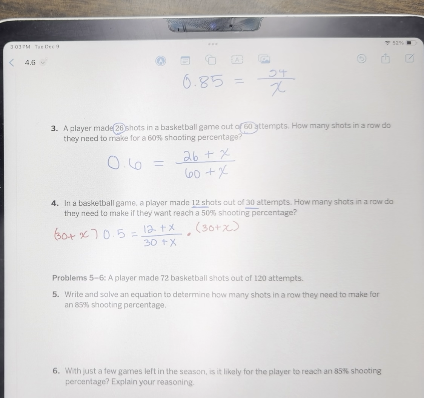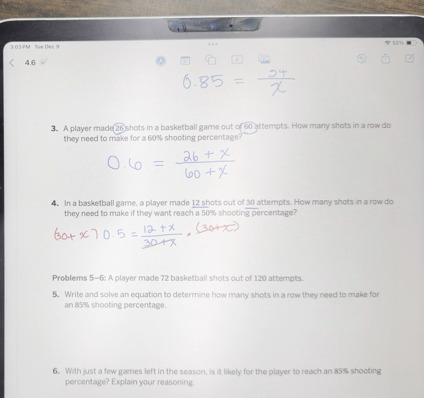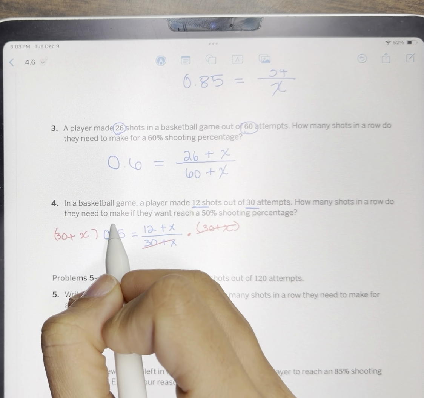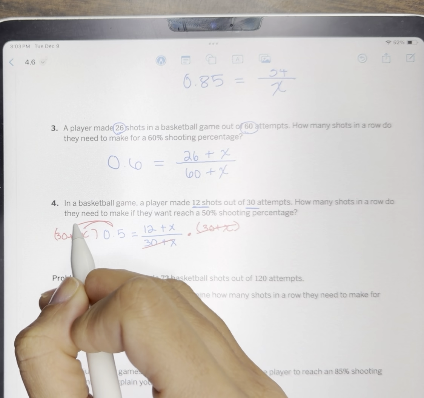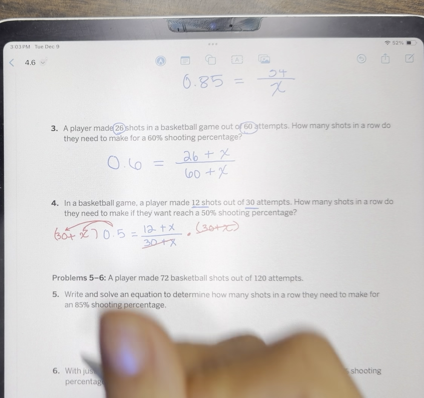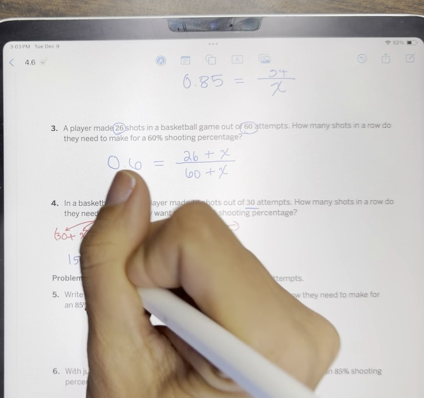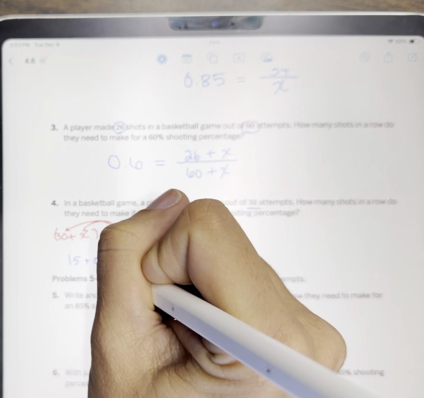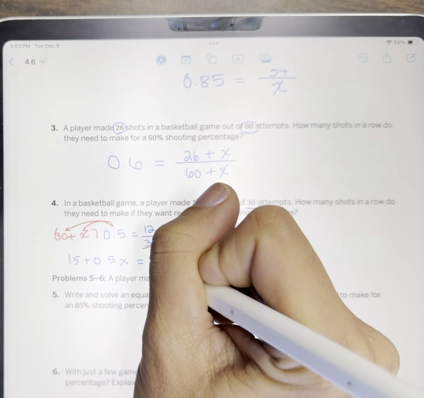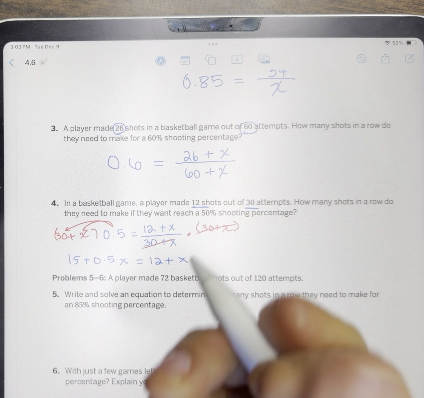Okay. And then now, over here, this cancels with this, all right, and then over here, you have to please remember to distribute. And then we get 15, 0.5 times 30 is 15, plus 0.5x equals 12 plus x, okay? And now, I subtract.